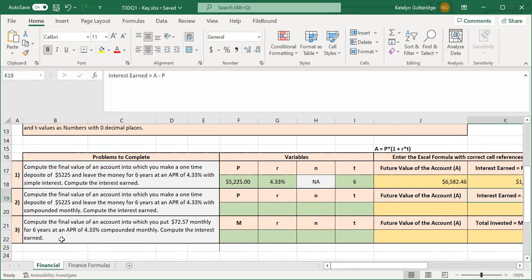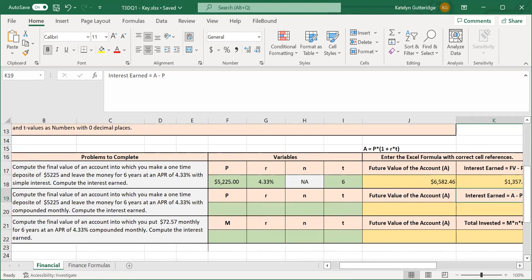Okay, for part 3, we're going to compute the final value of an account into which you put $72.57 monthly for 6 years at a percentage of 4.33% compounded monthly. We want to also compute the interest earned. So we are going to figure out how much money we have in the account. So we need to compute the final value and then we need to compute the interest earned.